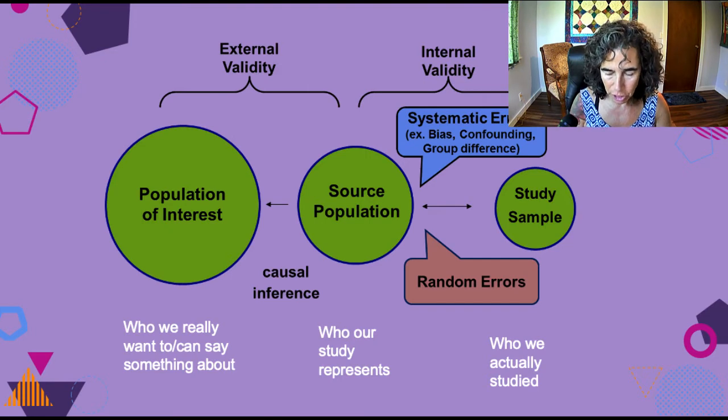This is a chart that Dr. Chang made that just looks at internal and external validity and when they come into play. So you can have a look at that if you'd like, and if you're a visual person, it can be handy.